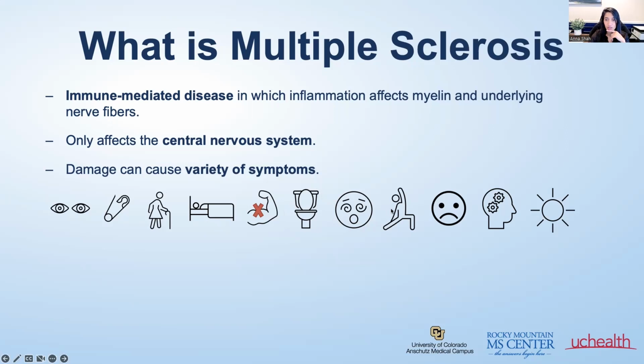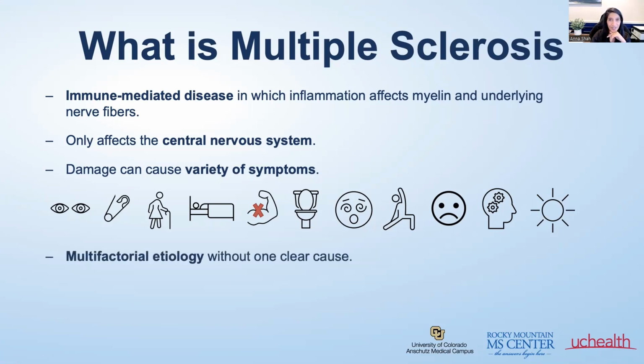Dizziness or vertigo. This icon right here represents spasticity, which is muscle tightness, sometimes muscle spasms. Mood disorders are quite common in MS. So think about anxiety, depression, cognitive issues, and heat sensitivity.